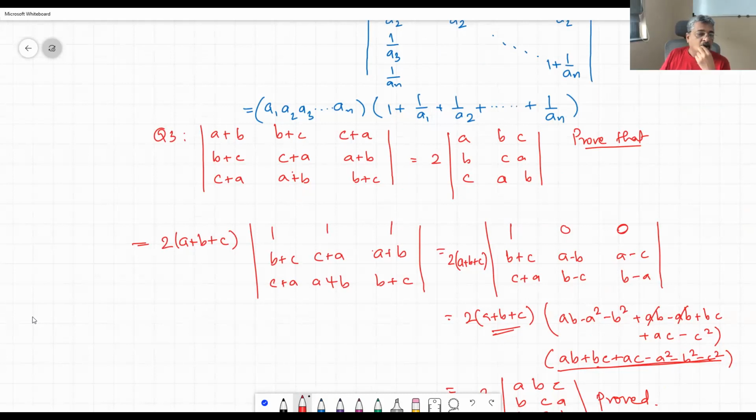Okay. So let me check. What he is saying is for row number 1 minus row number 2 minus row number 3.